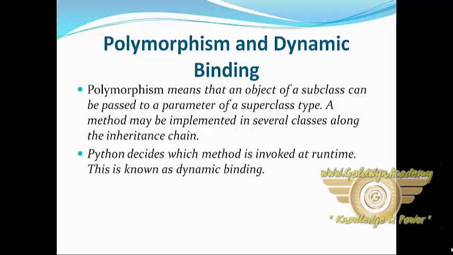Polymorphism means that an object of a subclass can be passed to a parameter of a superclass type. A method may be implemented in several classes along the inheritance chain. Python decides which method is invoked at runtime. This is known as dynamic binding. You have already used inheritance to model a relationship. We now explore other relationships.